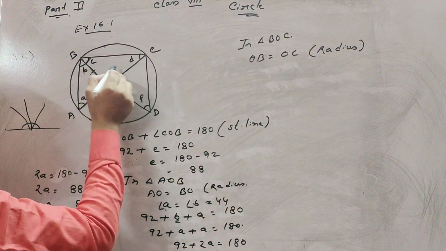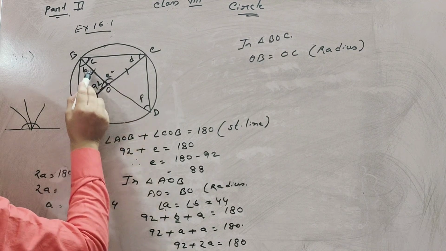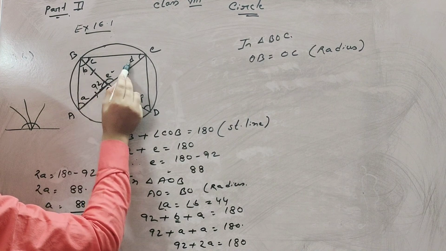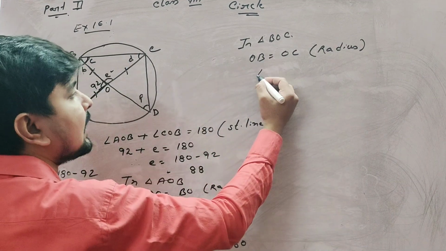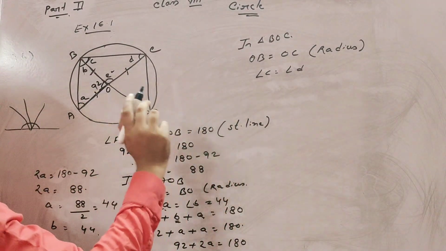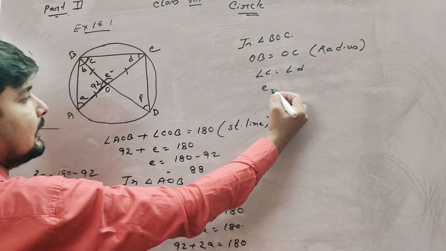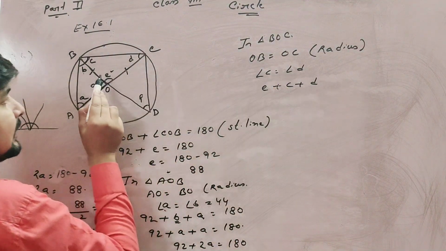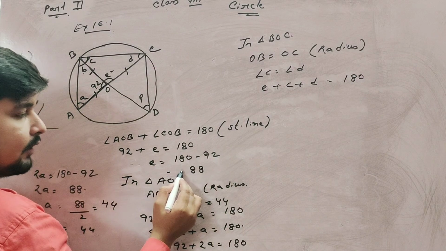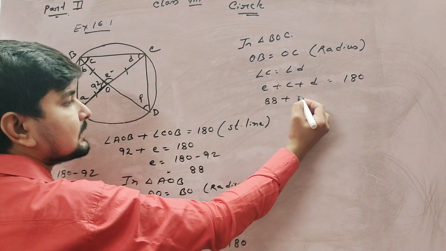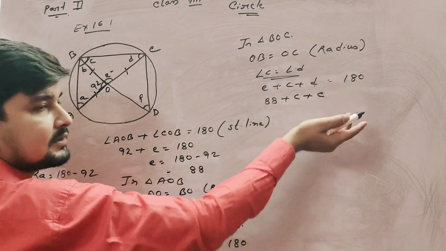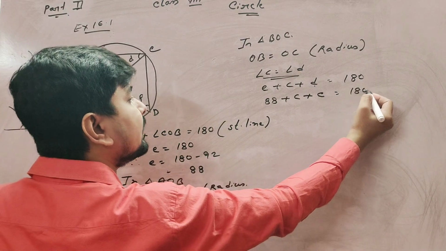That means in this triangle also this side and this side are equal. Whenever two sides of a triangle are equal, then the angles opposite to them are equal. That is, angle C equals angle D. Reason: because these are the radius, two sides are equal. So in this triangle, E plus C plus D equals 180 degrees. We already found E equals 88. C as usual C, and in place of D we write C again, because we now proved that C equals D, equals 180.